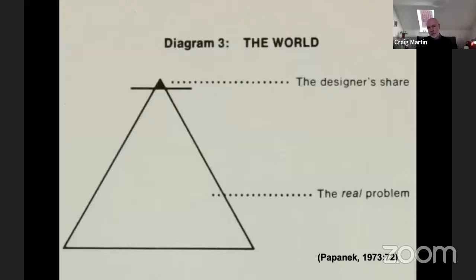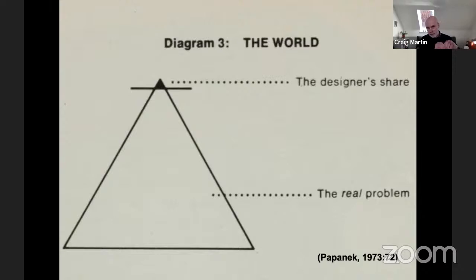So this is a diagram that's been very important for how we understand Papanek's work. This diagram is essentially a distillation, a summary of how he sees traditionally the role of the designer. What he says is the world, as you see it here, is the triangle, so obviously a very simplified version of the world. But he said that traditionally the designer's share of the world has been this tiny bit of triangle at the top, that tiny black triangle. What he says are the real problems, though, that designers should be thinking about are actually the rest of that triangle, so the rest of the world.